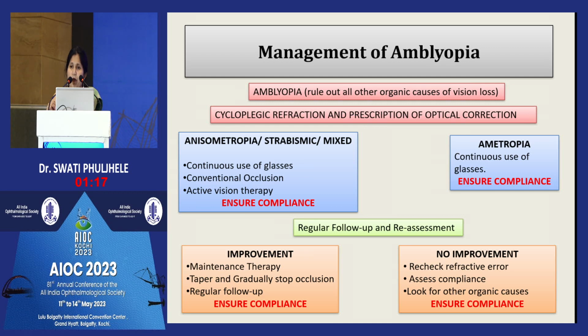For anisometropic amblyopia, again, it's the constant use of glasses, followed by either conventional occlusion or active vision therapy, whatever is convenient for the patient and whatever makes the patient more compliant. For ametropic amblyopia, the standard of therapy is still correction of refractive error, and occlusion there probably has no role. Regular follow-up, reassessment, maintenance therapy, and ensuring compliance are what is more important as far as amblyopia therapy is concerned.